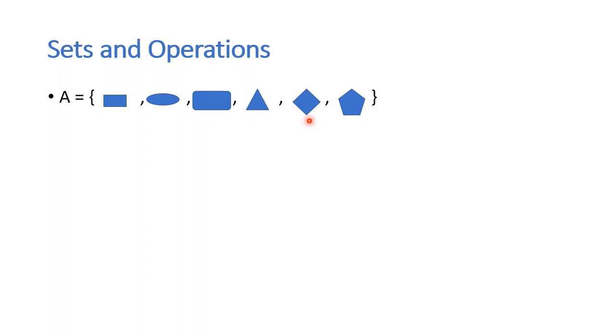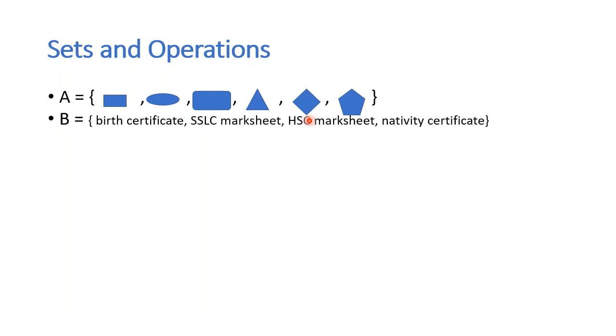Let us see another example. B is equal to the set of certain certificates of an individual, like birth certificate, SSLC mark sheet, HSC mark sheet, nativity certificate. So these are all general examples. In mathematics, we have numbers. So we shall see what are all the notations that we use for representing numbers.